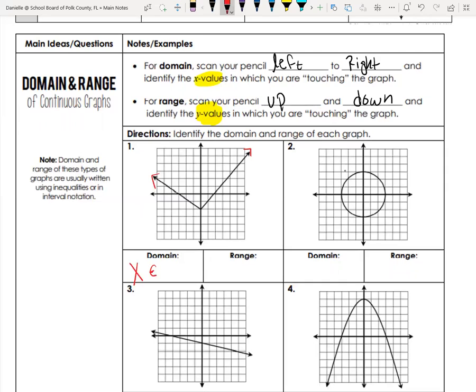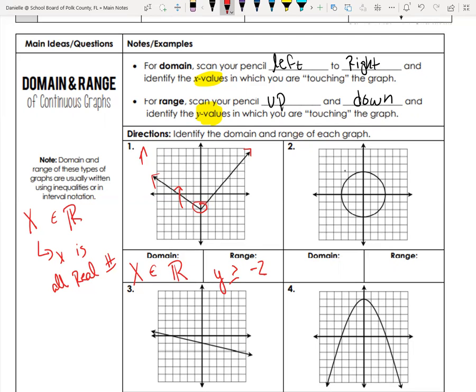So we're going to write a C with a line through it. It's a fancy E, and then a fancy R, the abbreviation for real numbers. So X ER means X is all real numbers. My range is how far up and down I go. Does my graph ever stop going up? It doesn't. It goes up forever, but it does make a turn and start going down, which is at -2. All of my y values are bigger than -2 because they're above it. So my y needs to be larger than -2.